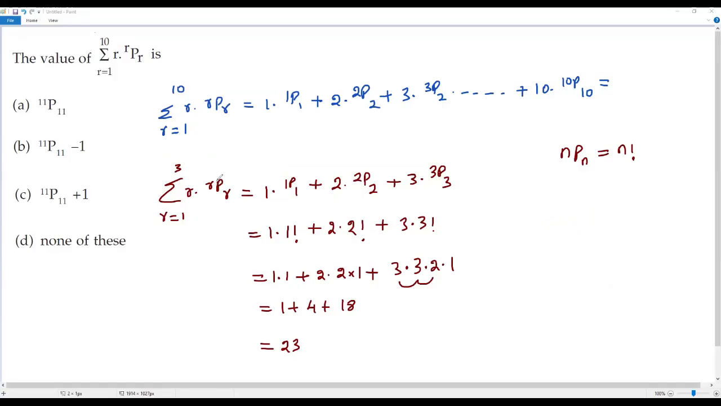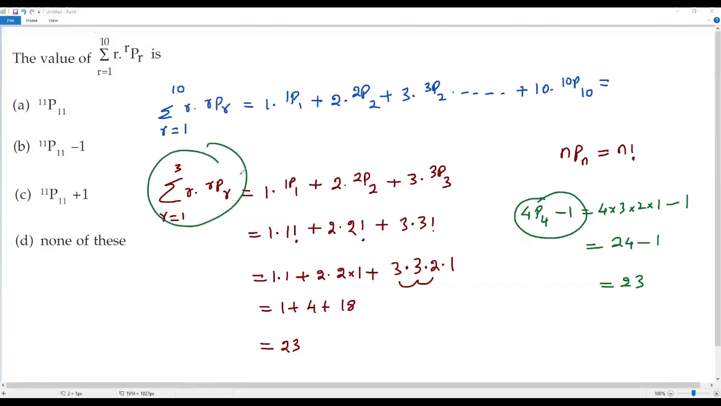Here we have 11p11 minus 1. Then what do we have to take if the maximum value of r is 3? Then we have to take 4p4 minus 1. So in that case, 4p4 means 4 times 3 times 2 times 1 minus 1. We know that the value of this one is 24. 24 minus 1 is equal to 23. Okay, so the value of 4p4 minus 1 and the value of this one are equal, 23 and 23.